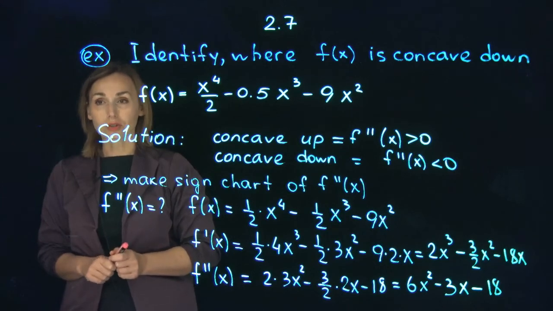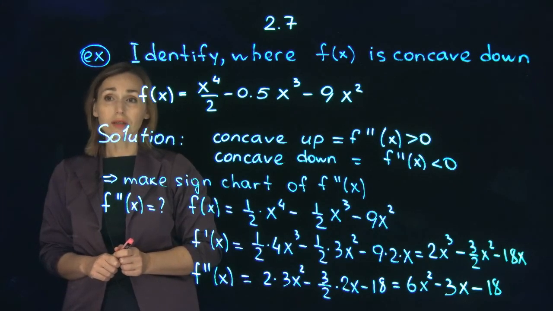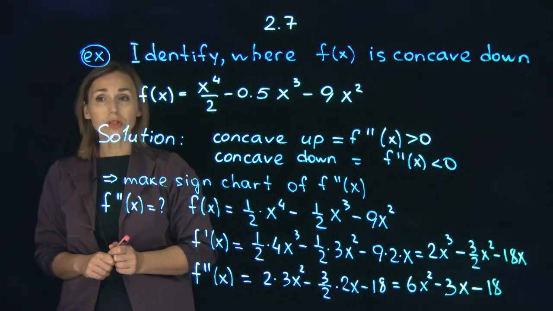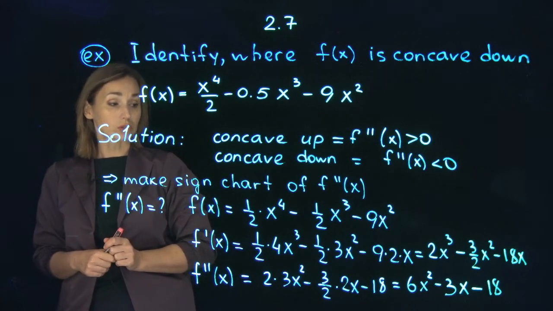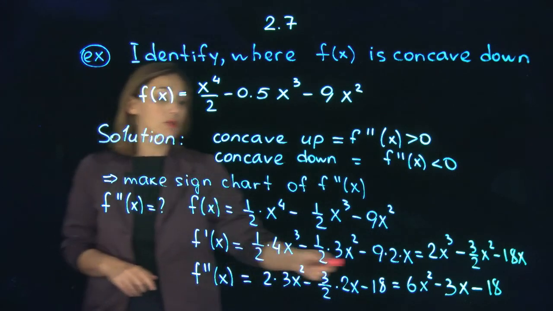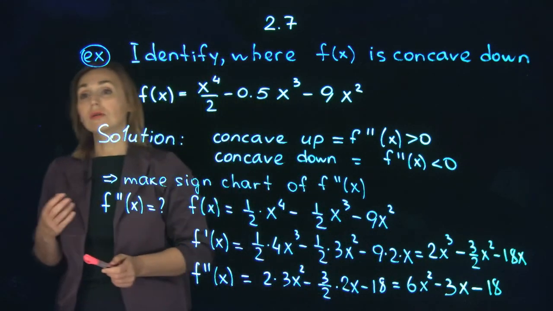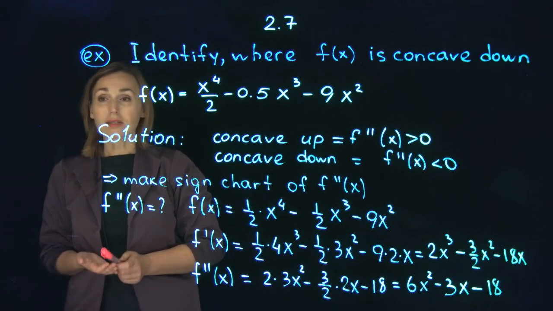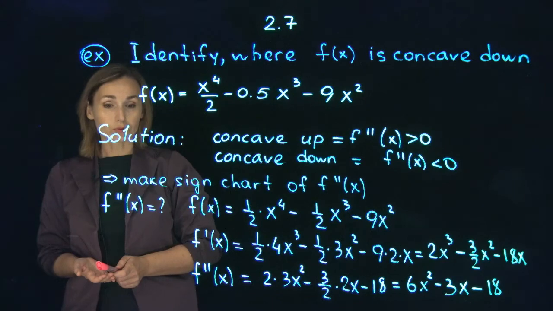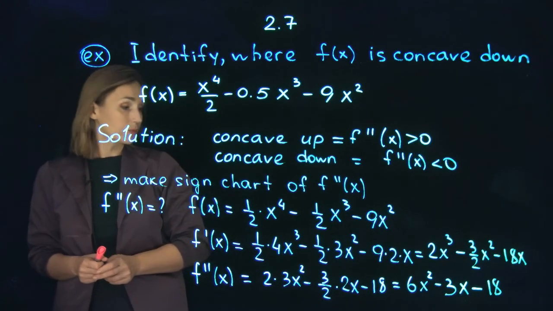How to do the sign chart? You start from the same thing as for the first derivative: you set it equal to 0 or check where the second derivative does not exist. The second derivative is a quadratic function here, so it exists everywhere. So the only case you need is to set it equal to 0. So let's do the second part.